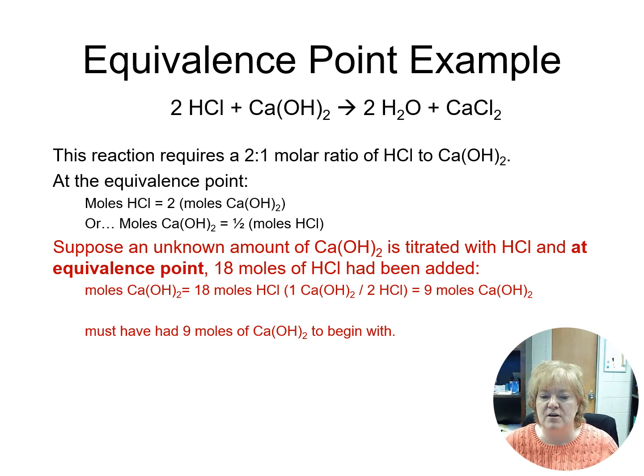So let's suppose I have an unknown amount of calcium hydroxide titrated with HCl, and at equivalence point, I know that I added 18 moles of HCl. Since I know the HCl, and I know there's 2 HCl's for every 1 calcium hydroxide, I can multiply by that ratio. So 18 moles of hydrochloric acid, again, I divide by the coefficient of the thing I have, and I multiply by the coefficient of the thing I want to know about. So that'd be 1/2, which would mean I know that 9 moles of calcium hydroxide have reacted.